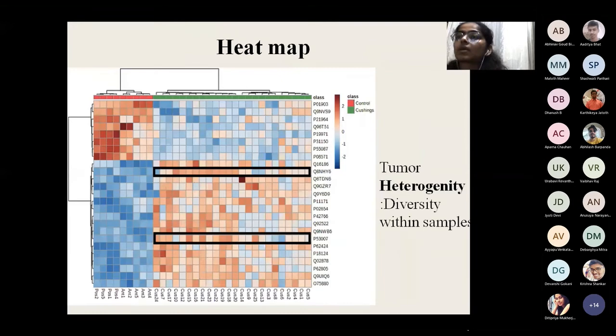Then I obtained the heat map. Through the heat map, I could observe that the proteins which were downregulated in the control state were highly upregulated in the disease state. This was vice versa for the other proteins. That means I could observe a pattern within the map. Also, I could see that within the samples there was a wide range of peak intensities, which depicted that there was a diversity within the samples, which was occurring due to the heterogeneous nature of the tumor.